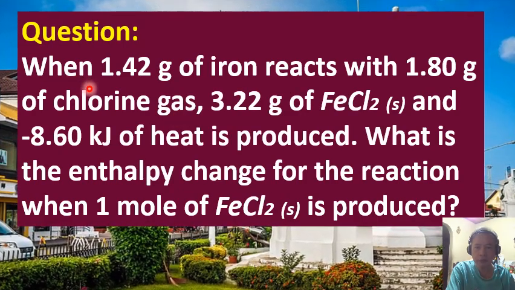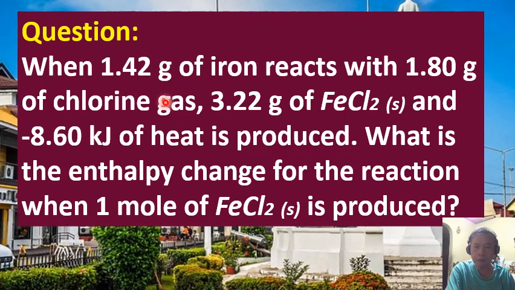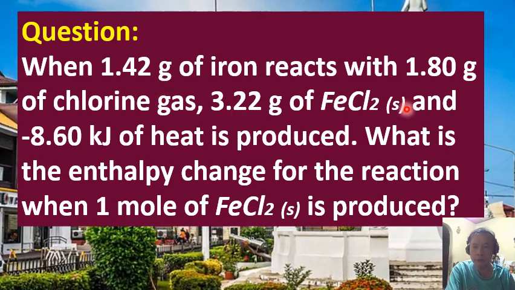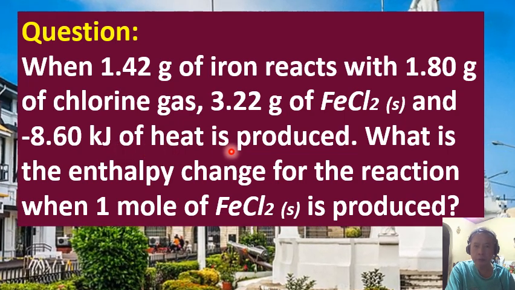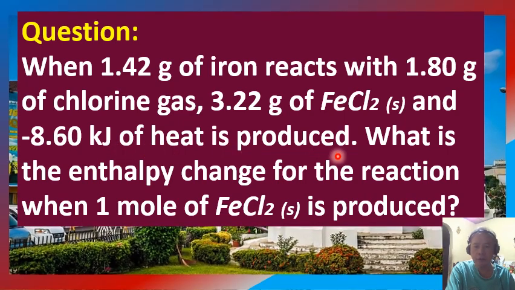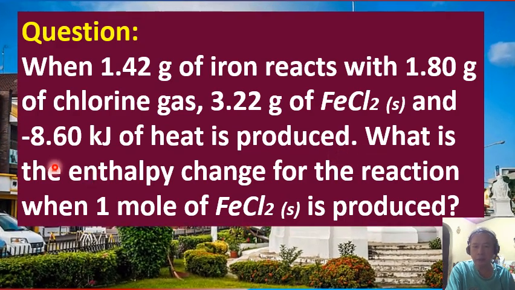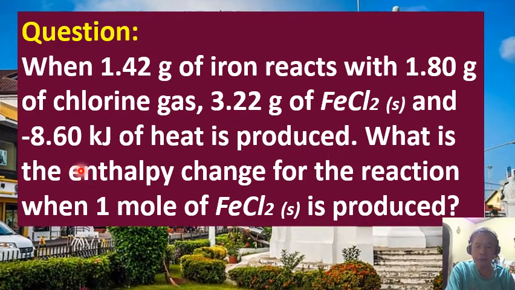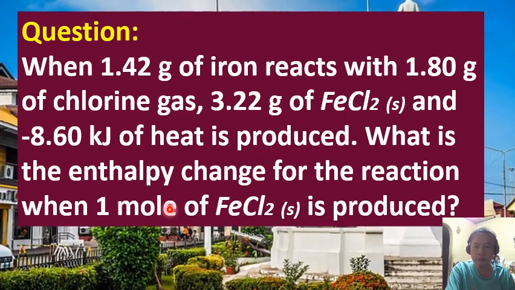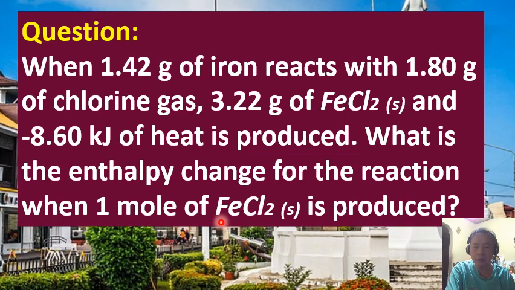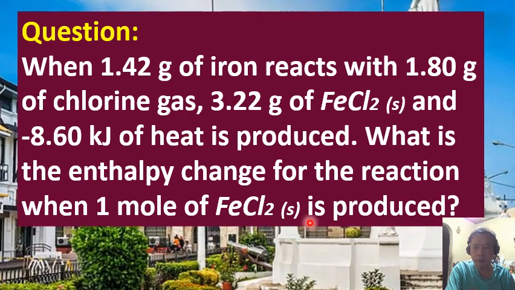The question is, when 1.42 grams of iron reacts with 1.80 grams of chlorine gas, 3.22 grams of ferrous chloride, which is in solid form, and 8.60 kilojoules of heat is produced. What is the enthalpy change for the reaction when 1 mole of ferrous chloride is produced?